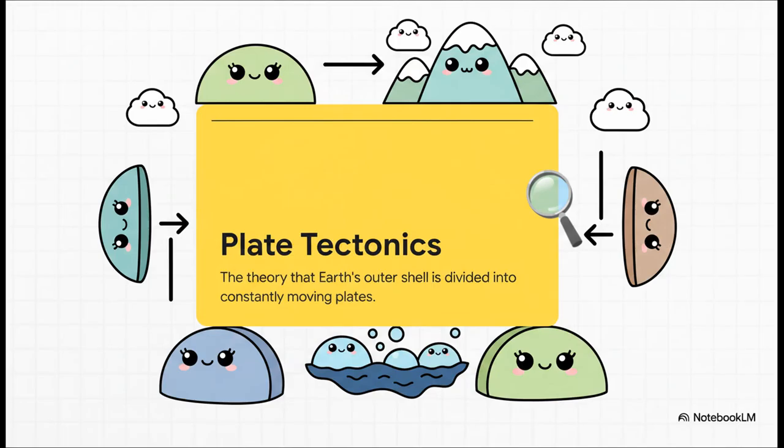This brings us to a massive key word for today: plate tectonics. This is the overarching theory that Earth's outer shell is divided into these moving plates. And the absolute key takeaway here is that those 3 boundaries we just talked about, they act as the engines for our planet's geography. When plates pull apart, they form these vast ocean ridges and deep rift valleys. But when they crash together, that immense pressure literally buckles the crust upwards, creating massive mountain ranges.